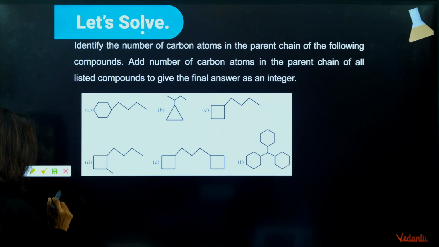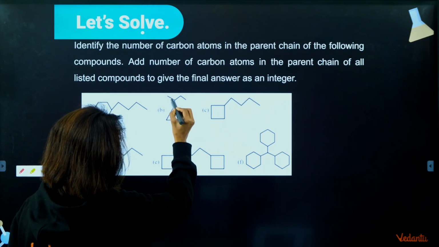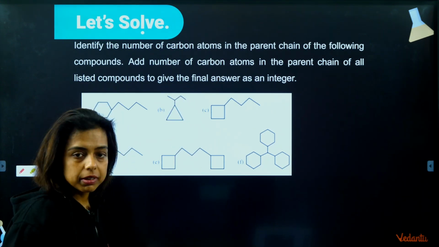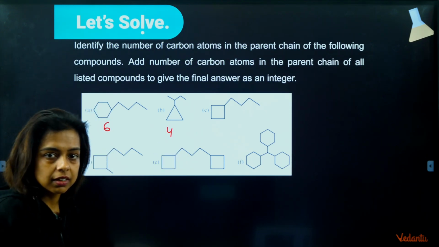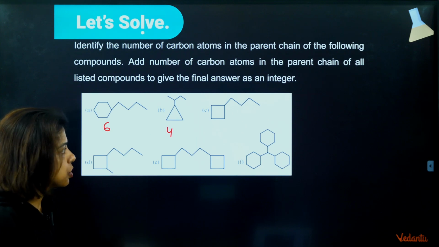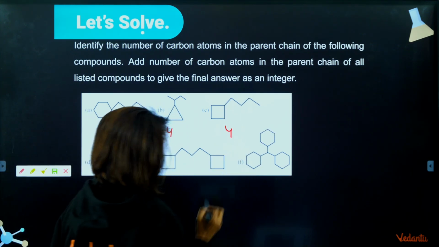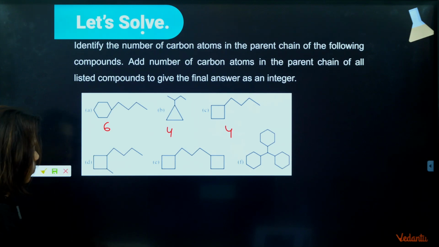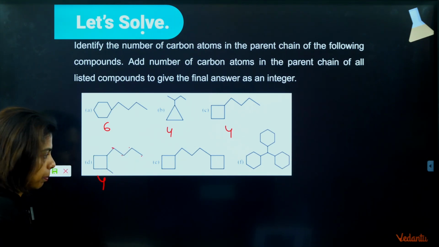In first case, ring is parent chain which has 6 carbon. In second case, 1, 2, 3, 4, 4 carbon in the straight chain and 3 carbons in the ring. So the longer chain is the 4 carbon chain, that is your parent chain. So 1, 2, 3, 4, 4. So parent chain is again ring, both have same number of carbon. So here also 1, 2, 3, 4. 4 is here, so 4. Ring is the parent chain.